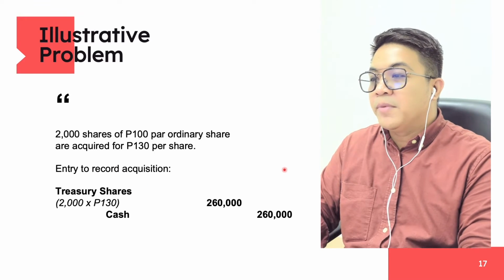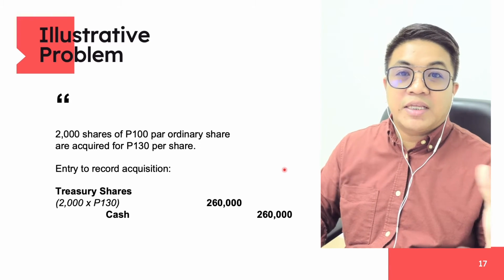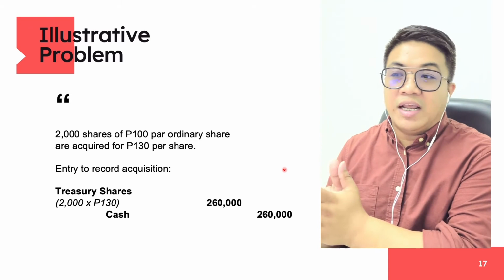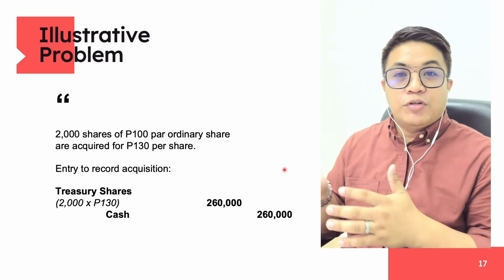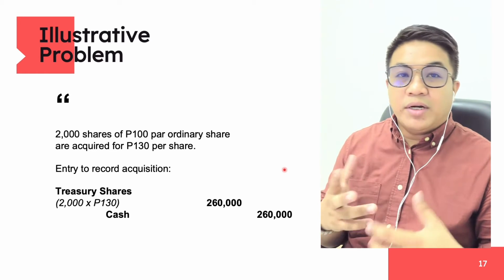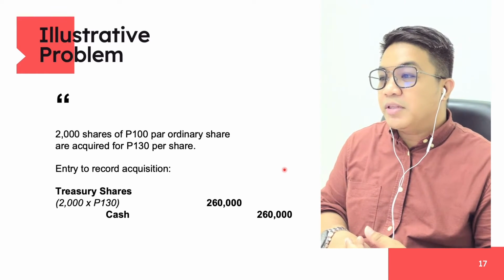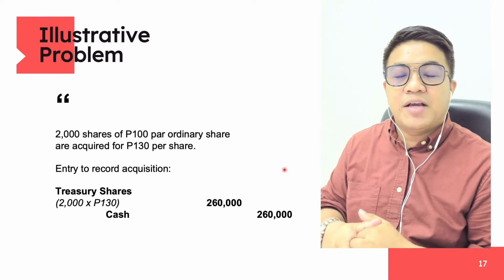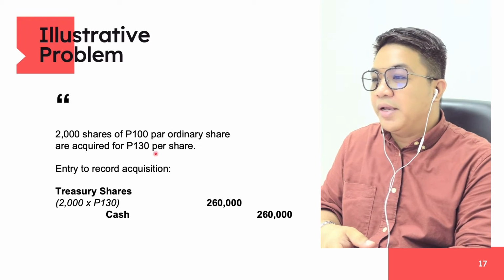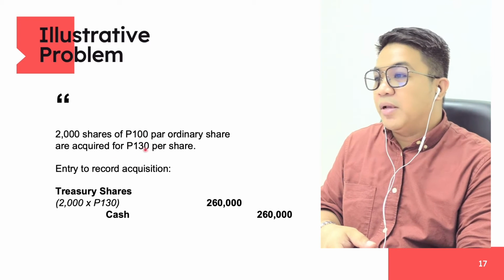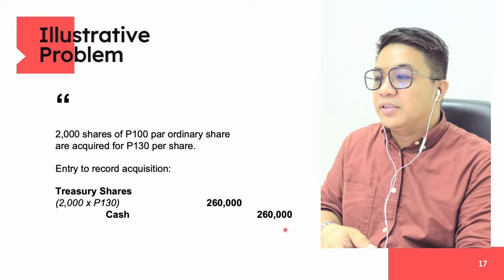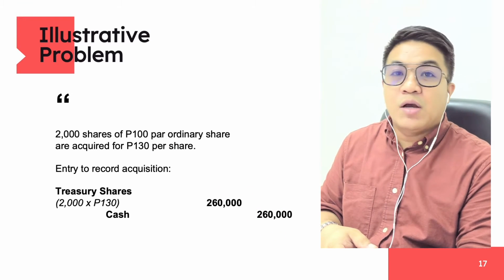Paano acquisition? Siyempre nagpapalabas tayo ng pera as a corporation, part tayo dun sa point of view. So once again, yung journal entry dito is nasa point of view siya ng corporation. Okay? So reacquire ka ng treasury shares, so you debit treasury shares. Yan yung na-receive ng corporation. So 2,000 shares multiplied by 130 pesos, kasi yan yung value ng cash na ipapalabas natin. So that's the credit to cash na 260,000.